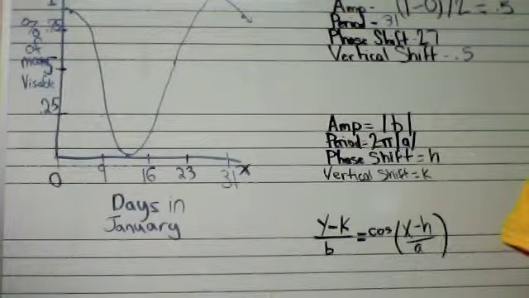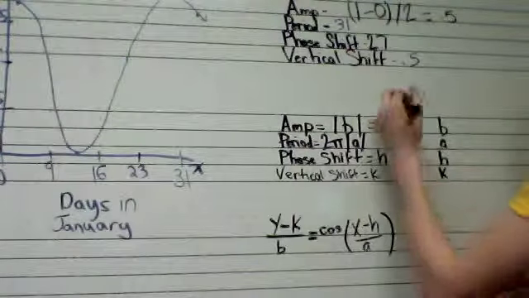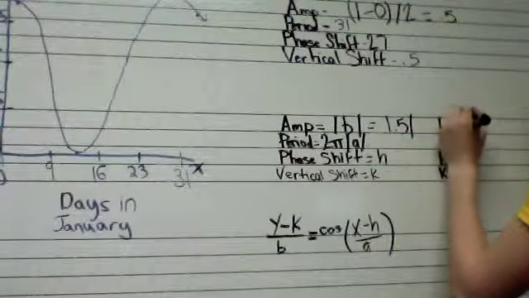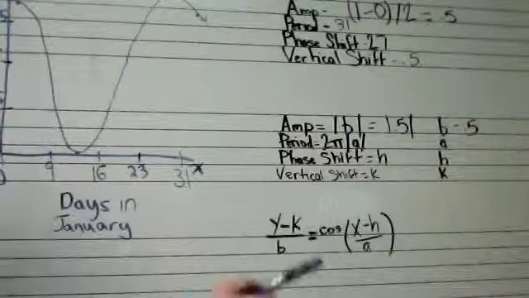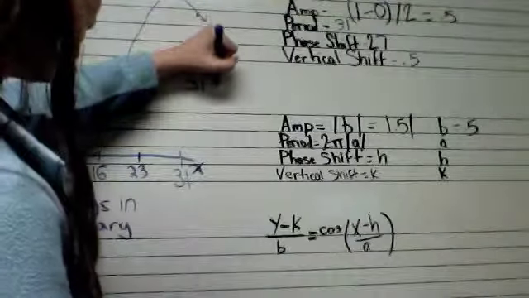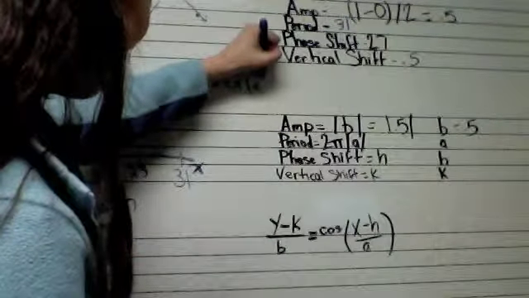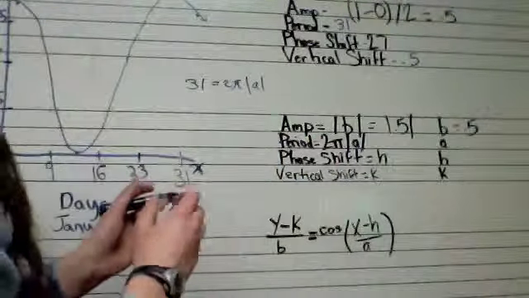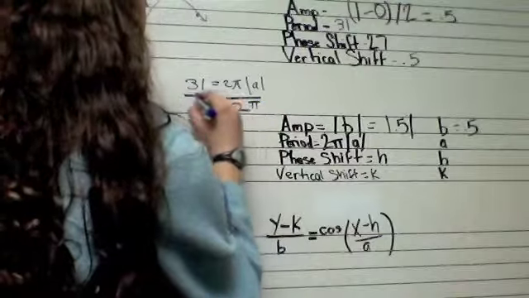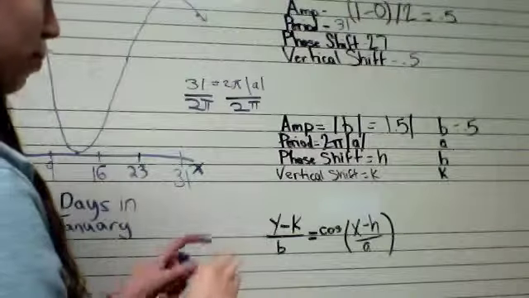Now we have all the information to find A, B, H, and K. To find B, you have to take the absolute value of your amplitude. So you'll take the absolute value of 0.5, which equals 0.5. And to find A, we know that our period is already 31. So we have 31 equals 2 pi times the absolute value of A right here. So if we divide each side by 2 pi, we get A equals 31 divided by 2 pi.